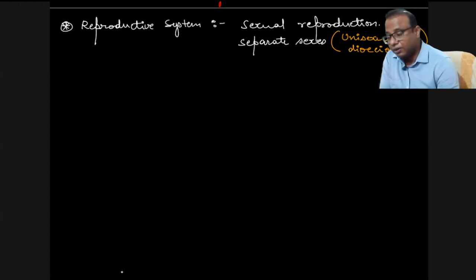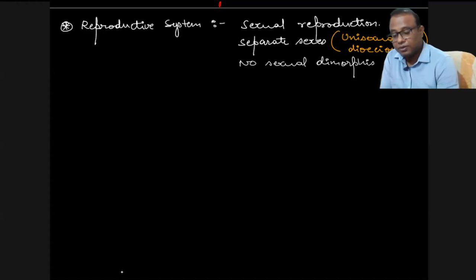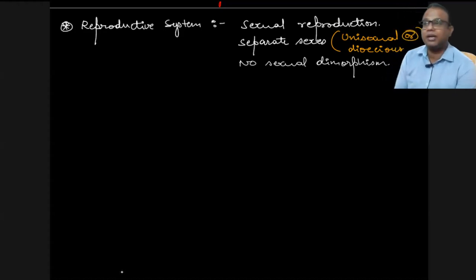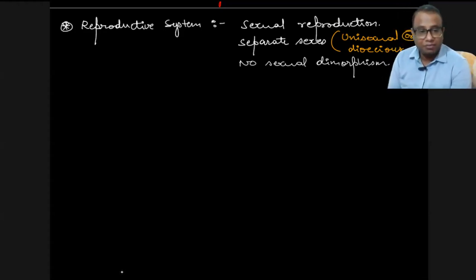Right. But there is no sexual dimorphism. What do you understand from this? Morphologically, they are similar. From external appearance, you cannot differentiate between male echinodermata and female echinodermata. Okay, there is no way you can know it from their appearance. Their external appearance looks identical. That is why no sexual dimorphism. You cannot differentiate between a male and female just by its appearance.